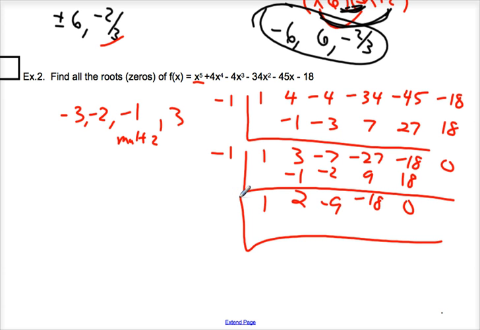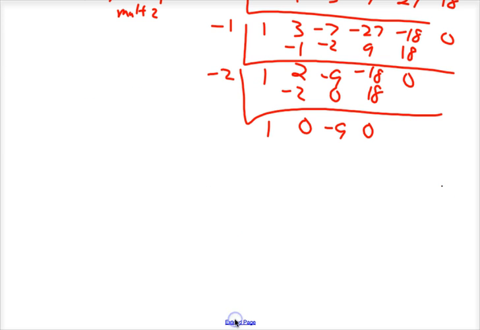Okay, so let's use -2. 1, -2, 0, 0, -9, 18, 0. You wouldn't have to use -1, -1, -2. You could have used any of the 3. You'll still get the same answers. You just have something different to factor at the end.